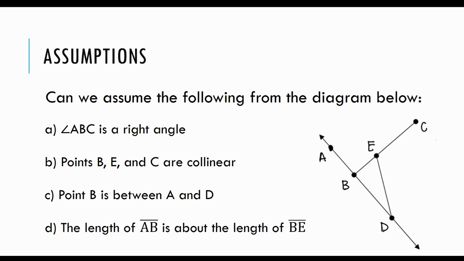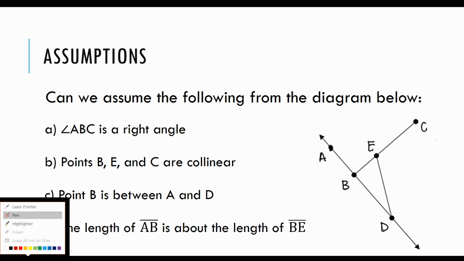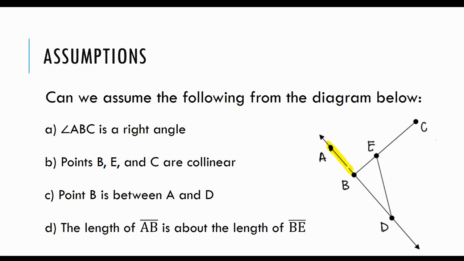All right, last problem here. It says, can we assume the following from the diagram? So we have to think about that list of what can and cannot be assumed. So part A, it says angle ABC is a right angle. So if I look at the angle ABC, I'm going to highlight it for a second just to show you. ABC is right here.